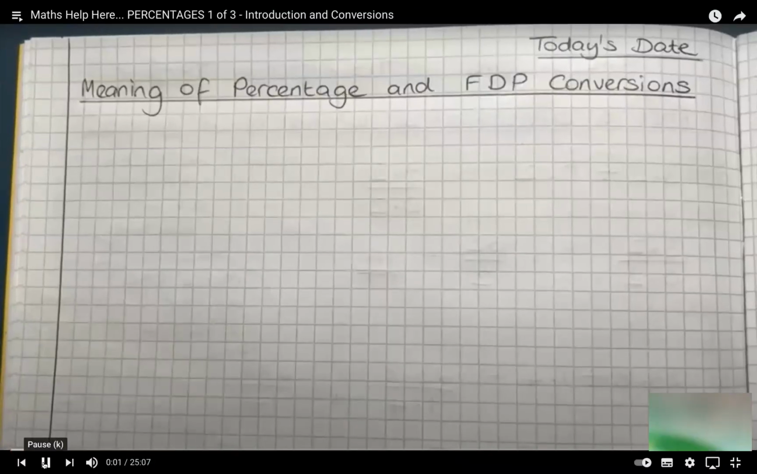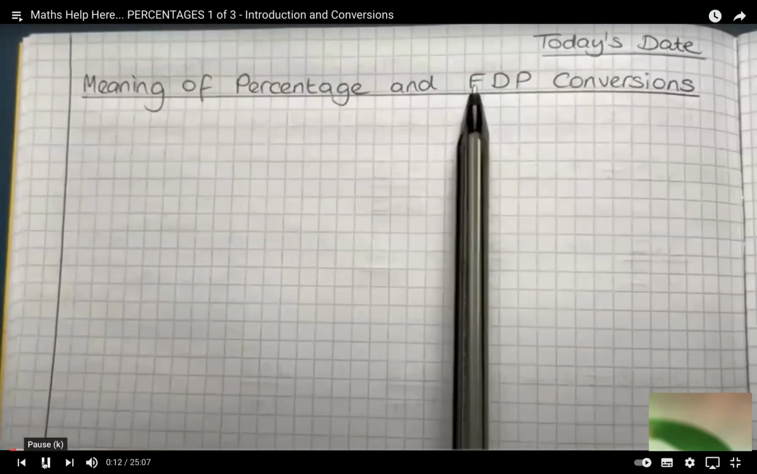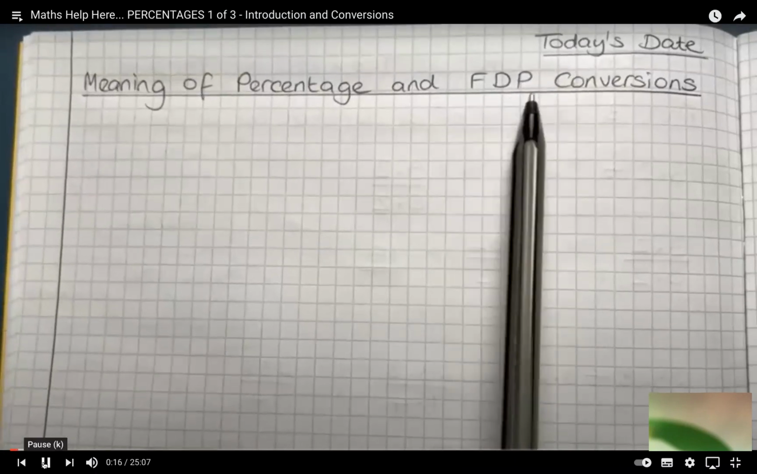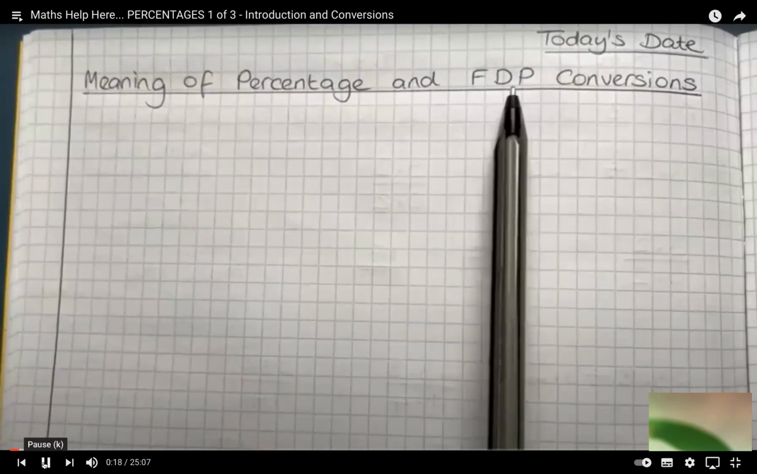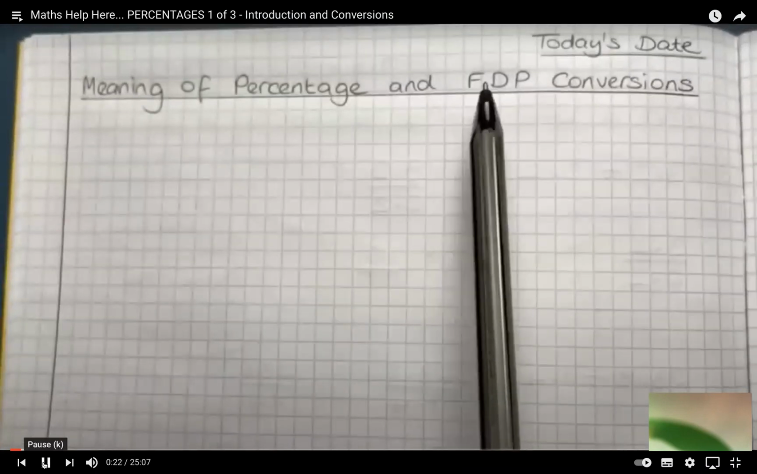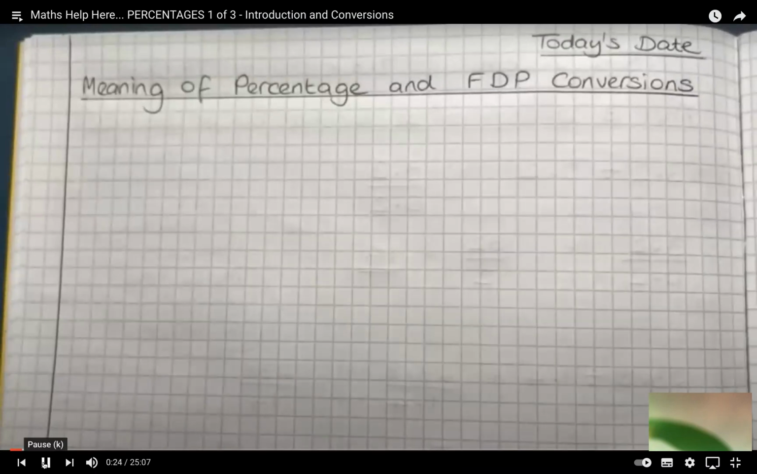Hi there, today we're going to be looking at percentages. We're going to start with looking at the meaning of percentage, and then we're going to be looking at some conversions between fractions, decimals, and percentages. You'll see the 3-letter acronym FDP quite often when it comes to fractions, decimals, and percentages. So let's get started.